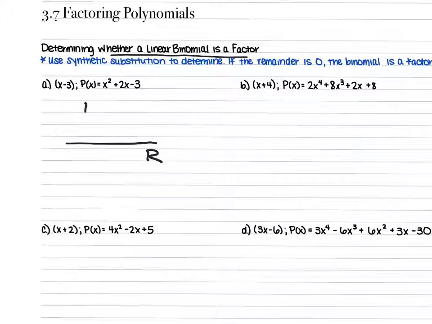This is the one where you wrote down the coefficients, 1, 2, -3. Out here you had a 3 because it's the opposite of this number. Then you brought down and you did 3 and you did 5. And then 3 times 5 is 15. So the remainder was 12. So this one was not a factor. That's how we did those types of problems.